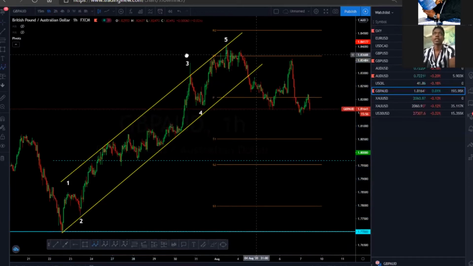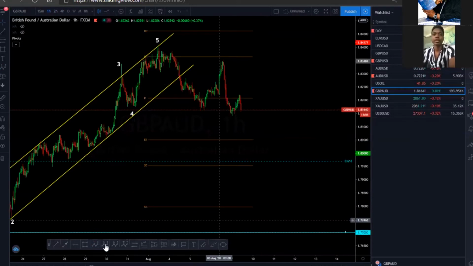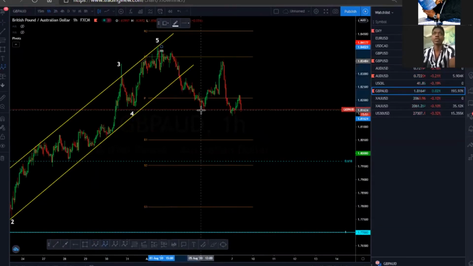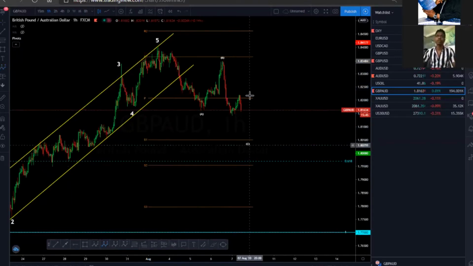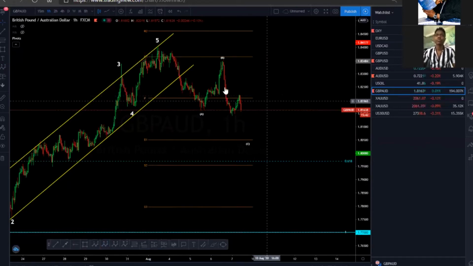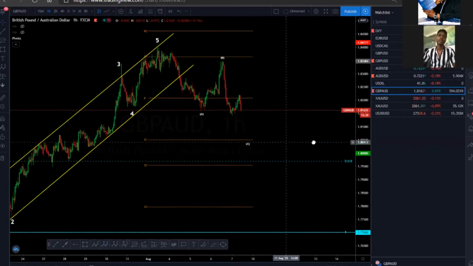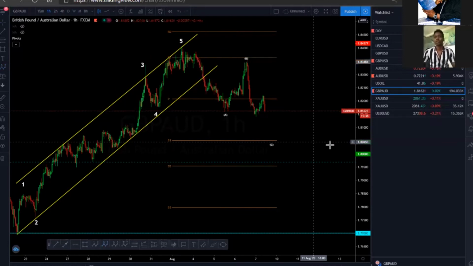Now I'm currently looking at an ABC correction. That's why I did not jump on the longs yesterday. I'm looking at this ABC correction, at least for the market to come back down to these levels. However, if we go back above this P level, then I'll be very cautious. But so far, right now, I'm very short on this pair.